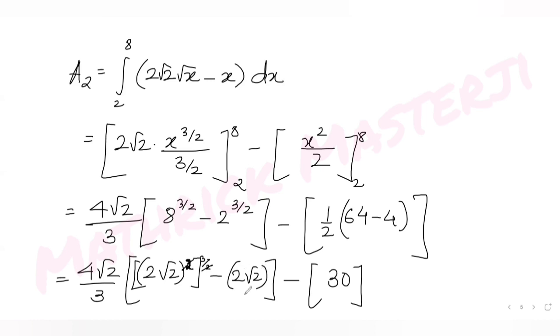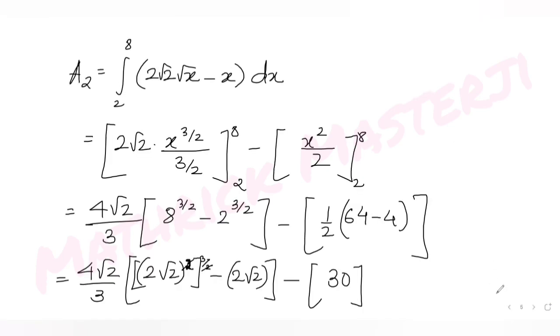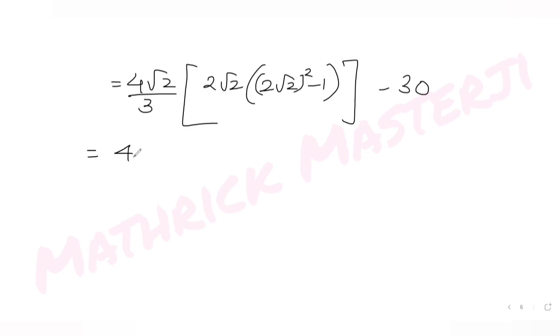2 root 2 is cubed and here 2 root 2 is present. So I can take out 2 root 2 common at least. So I am left with 2 root 2 squared minus 1 minus 30. So if I further solve it, 4 into 2, which is basically 8, into root 2 is again 2, so again 4, divided by 3, 2 root 2 squared.